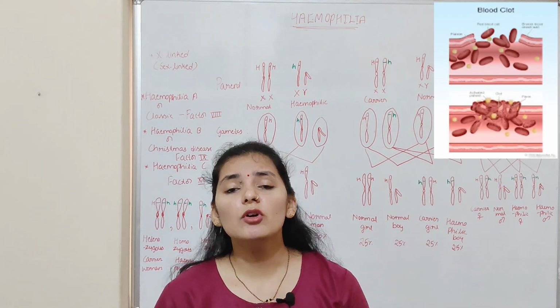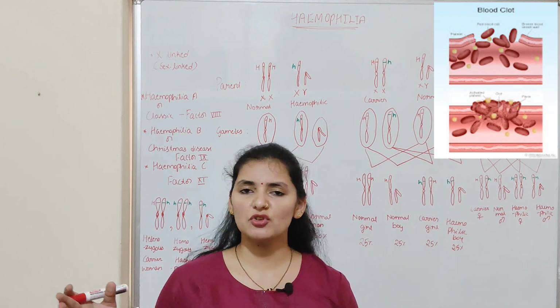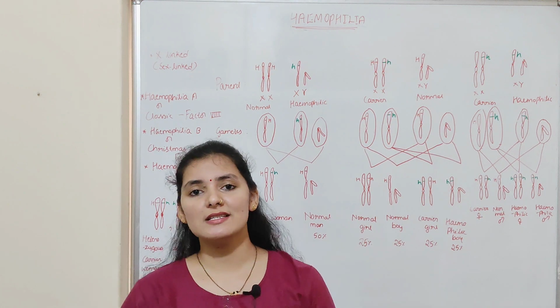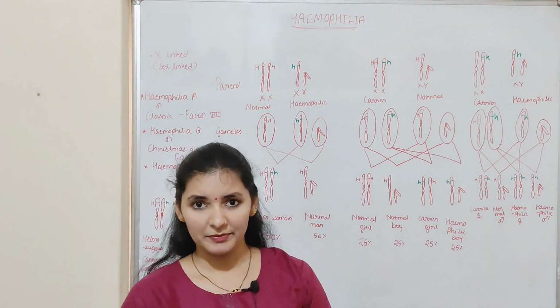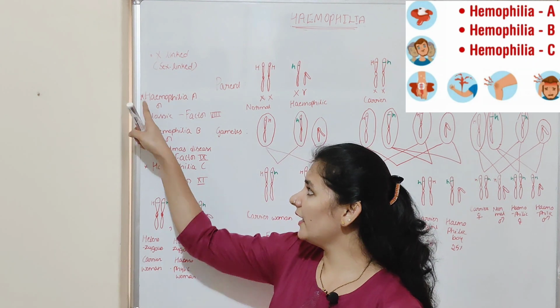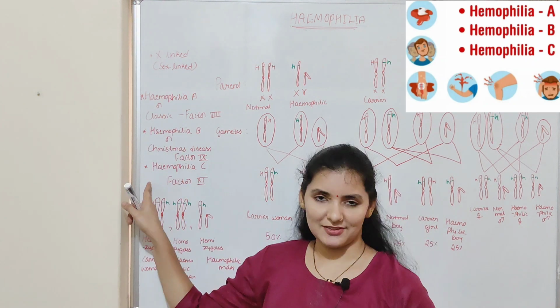Blood clotting is a complex process which involves a series of proteins. Out of those, only one protein is lacking in haemophilia. There are mainly three types of haemophilia: Haemophilia A, Haemophilia B and Haemophilia C. We'll discuss these three types.